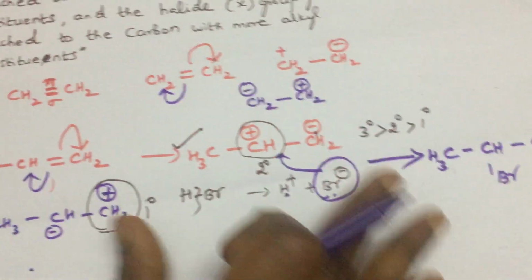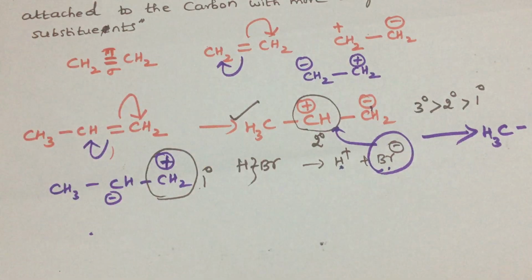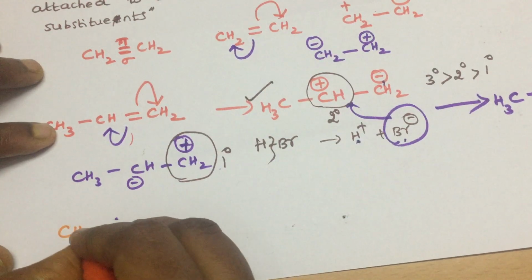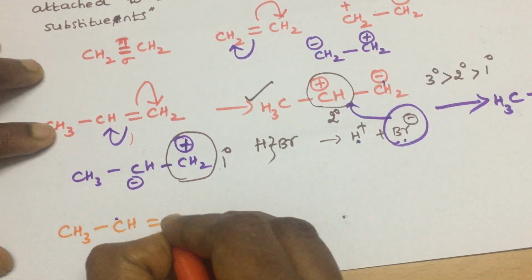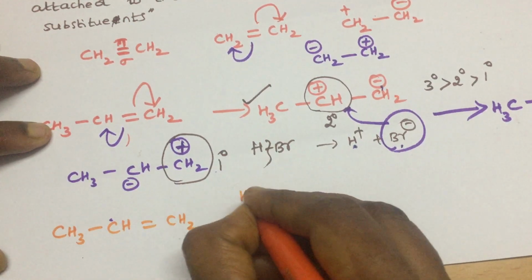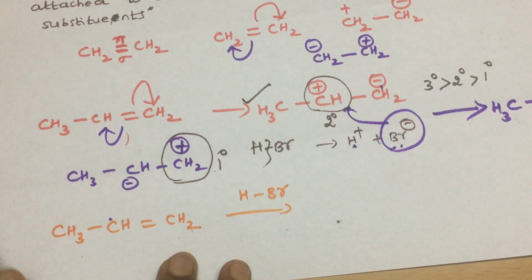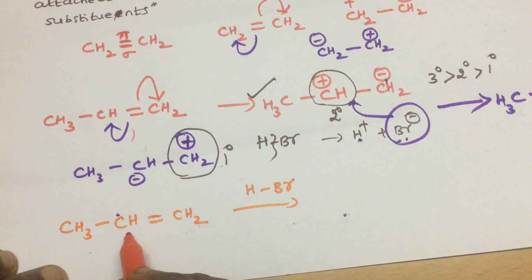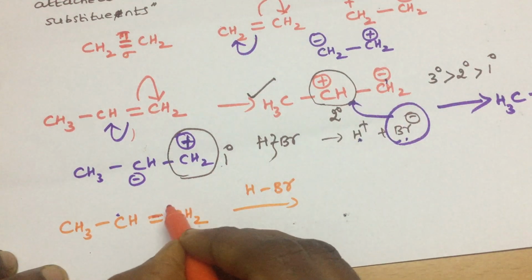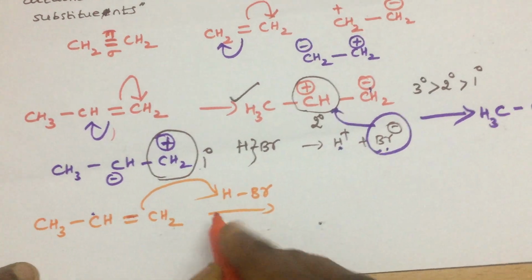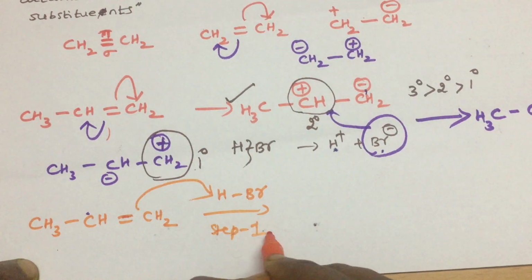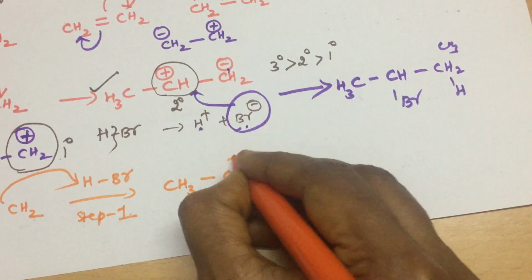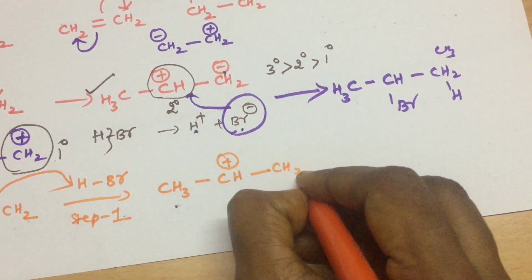For your understanding I told you in this way, but it actually happens in a sequence. Your alkene first reacts, and it gets polarized in this direction. Only if it gets polarized this way will the stable carbocation be formed, so it takes away the proton in the first step. This is step number 1. What intermediate do you get? You get this more stable carbocation.